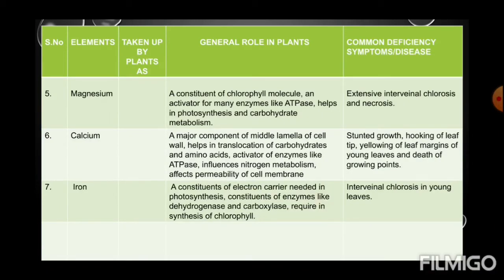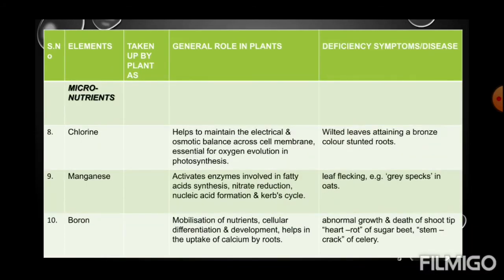Iron. Iron can be taken in the form of ferric ions or ferrous ions. It is a constituent of electron carriers such as cytochromes. It is needed in respiration as well as in photosynthesis, and it helps in the synthesis of chlorophyll also. Now, the deficiency of iron can cause chlorosis in the leaves. Intervenal chlorosis means the area between the veins will not be green. Soon they'll become yellow, and when they become yellow, the whole lamina of the leaf will definitely turn yellow.